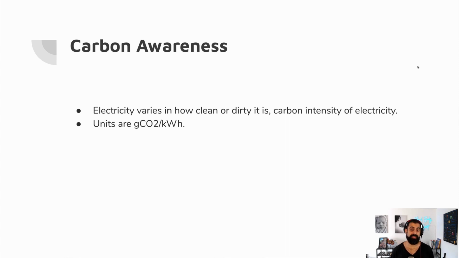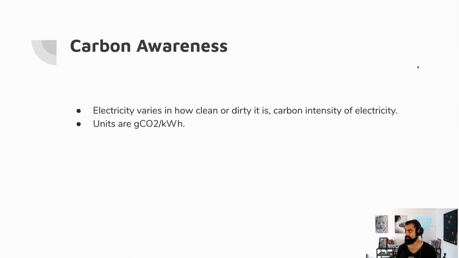Electricity essentially varies in how clean or dirty it is, and what we call this is the carbon intensity of electricity. Now the units are grams of carbon per kilowatt hour. And I mentioned before that a kilowatt hour is a volume of electricity. So grams of carbon is the literal grams of carbon that are emitted per kilowatt hour that's generated.